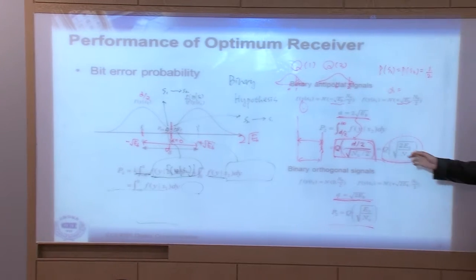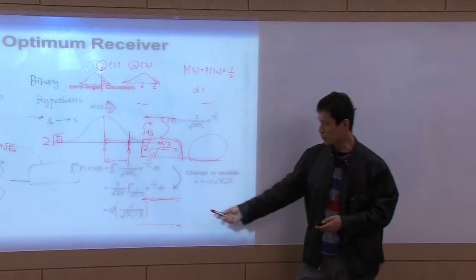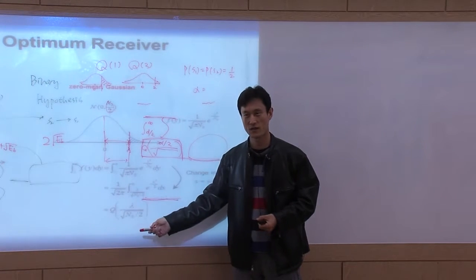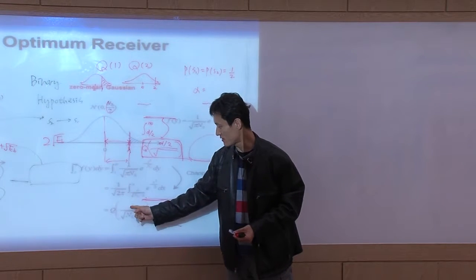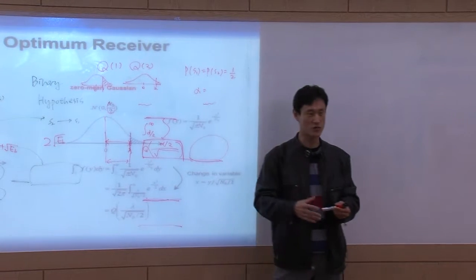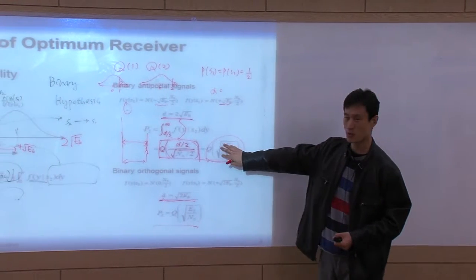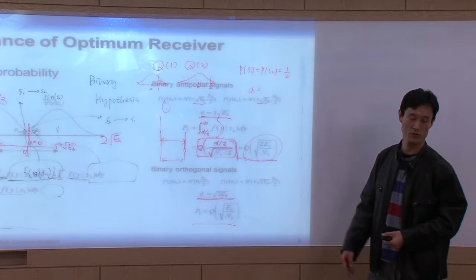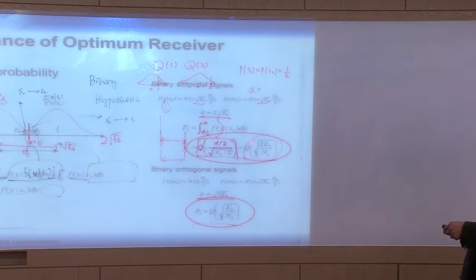It's actually very easy to get, once you remember the Q function and how to use this Q function. Then just put this distance here and variance here. That's going to be your answer. That's your error probability. And that's what we did. Exactly, that's what we did. Okay, so those two.